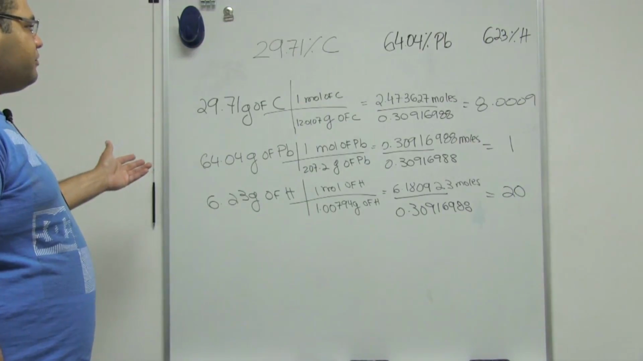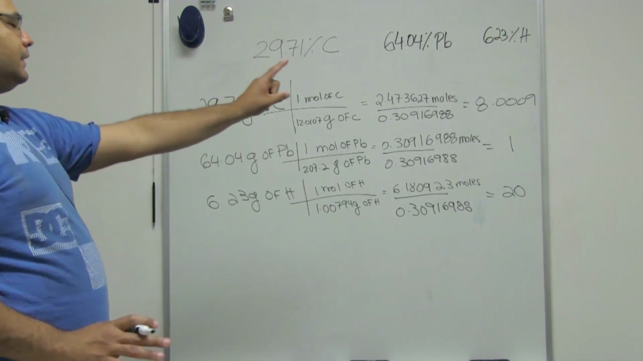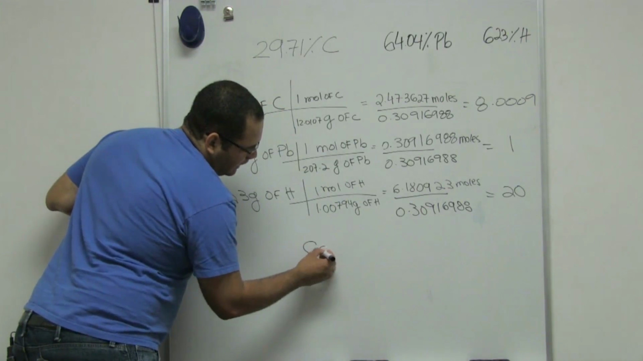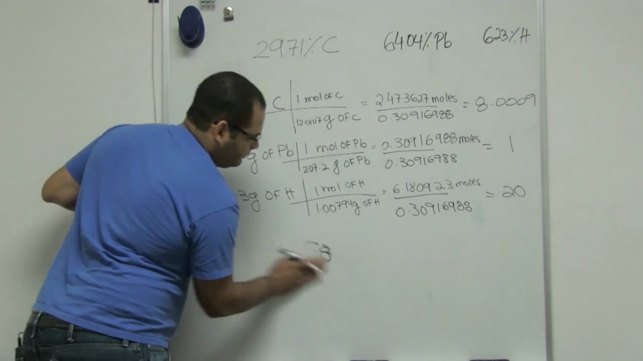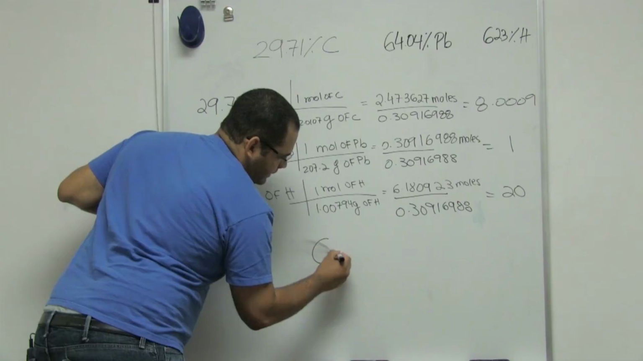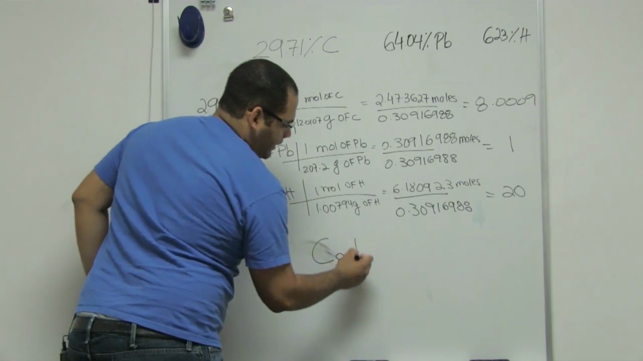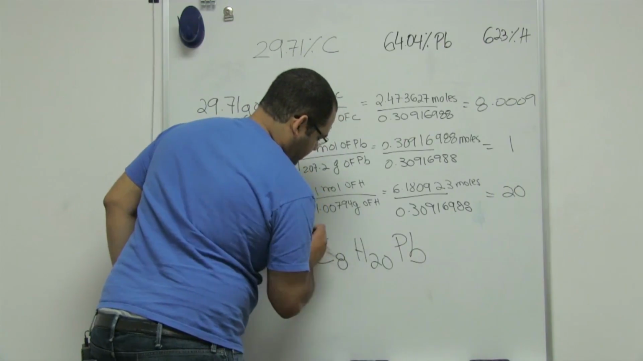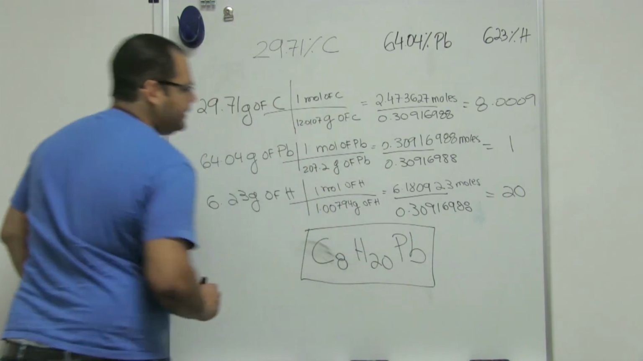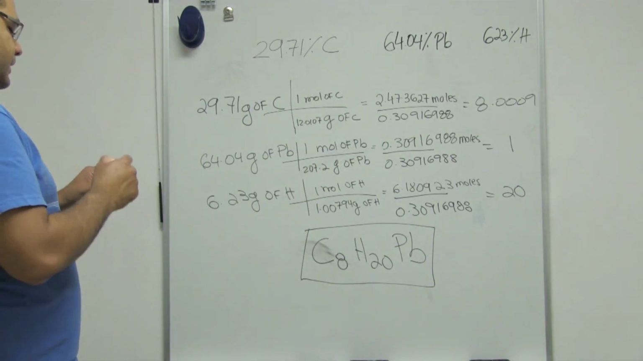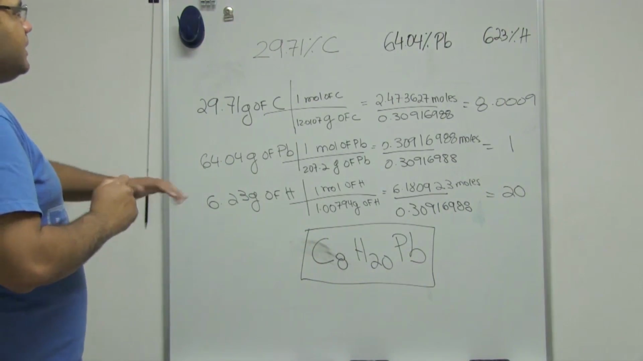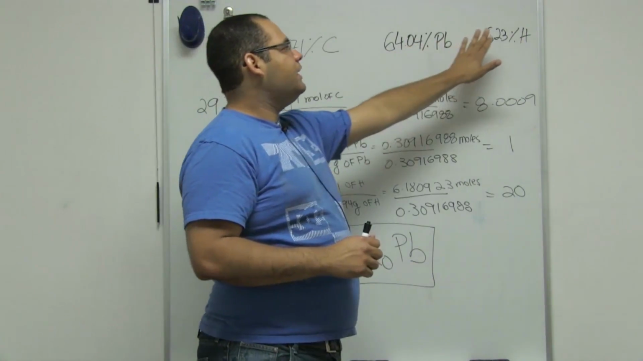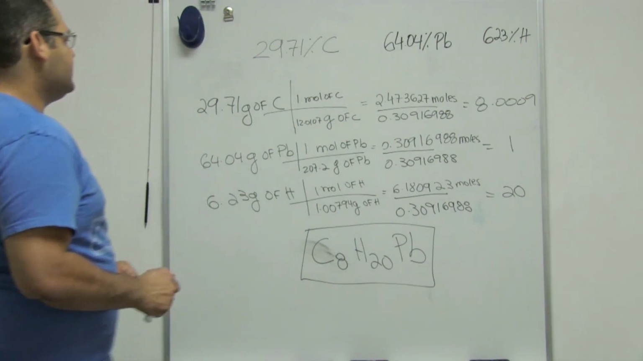Now that I have the final values, I just plug them in. I know that I have C8H20Pb. This is my empirical formula, which gives me the percentages of 29.71 carbon, 64.05 lead, and 6.23 hydrogen.